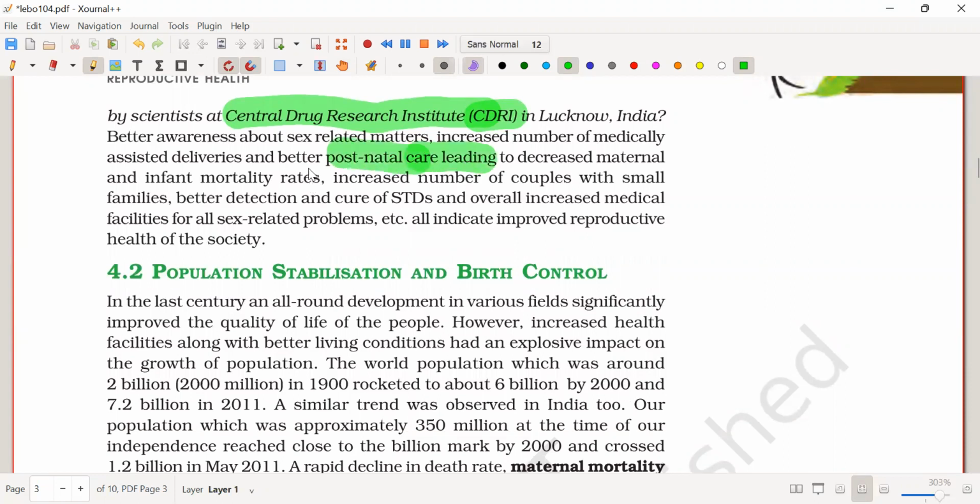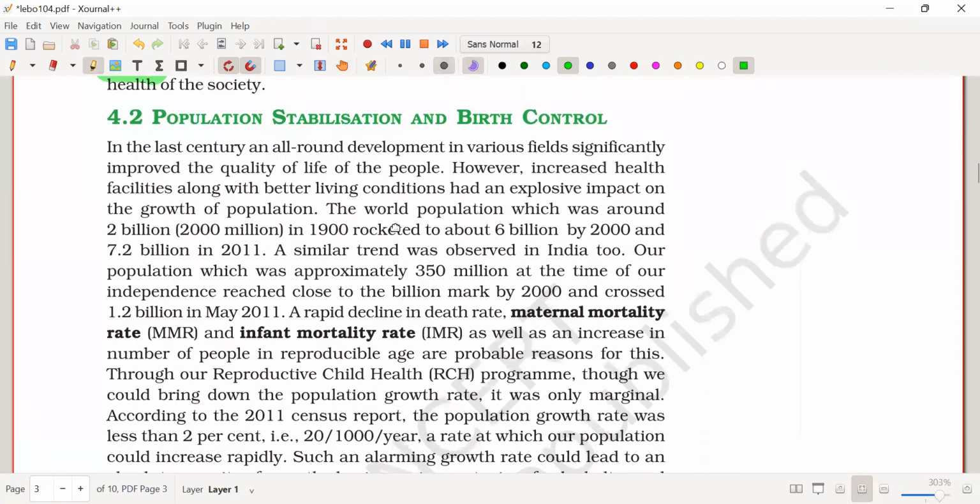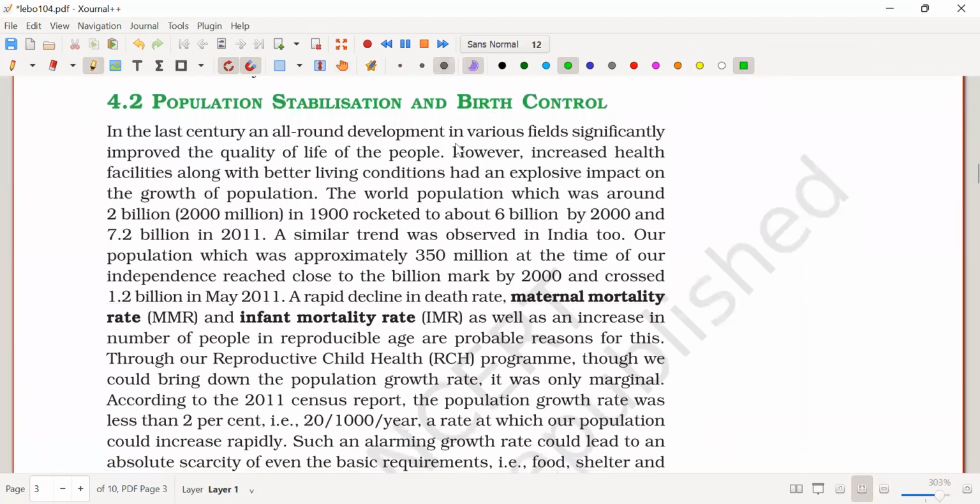Postnatal care, infant mortality rate, better detection and cure of STDs, increased medical facilities. Population stabilization and birth control.